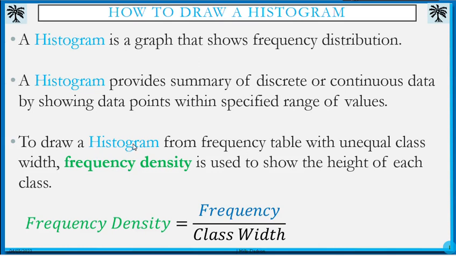And when drawing a histogram from a frequency table with unequal class width, frequency density is used to show the height of each class. And to get frequency density, you always divide the frequency by the class width. So let's look at an example.